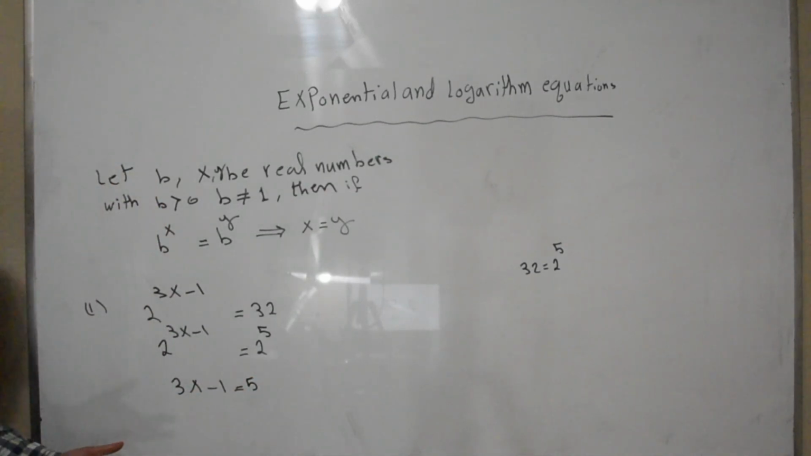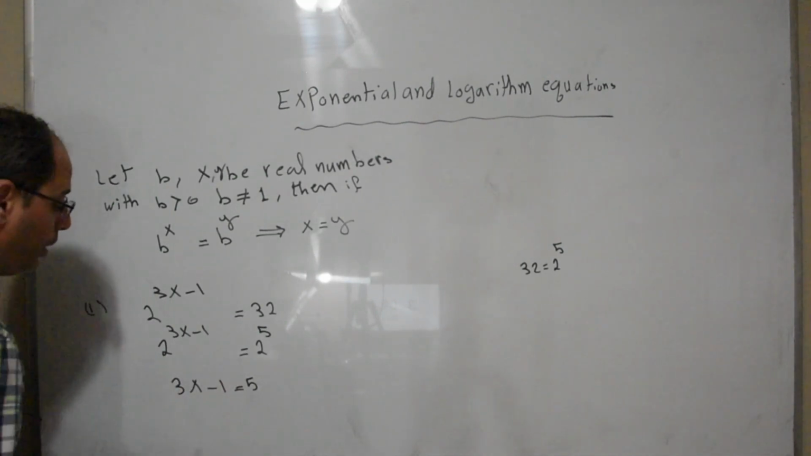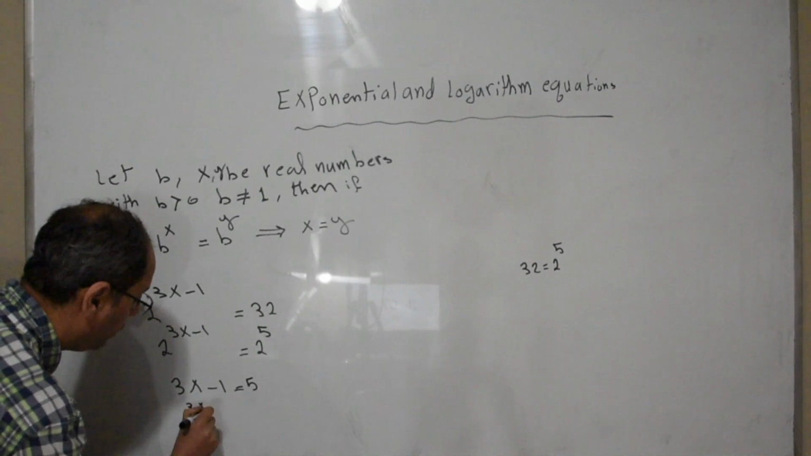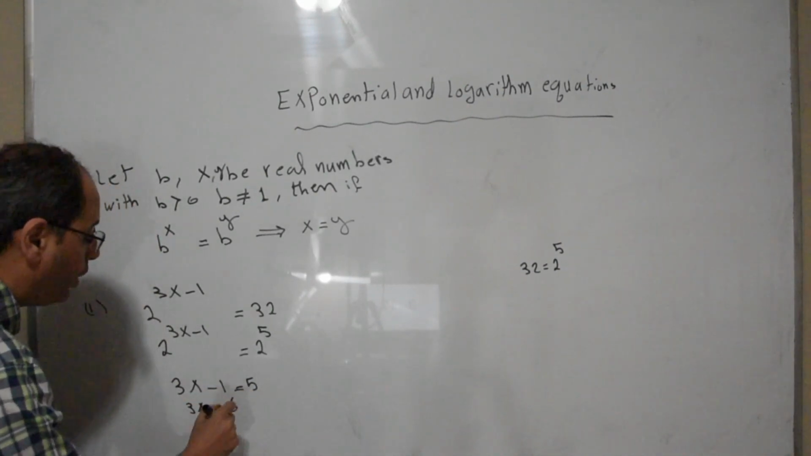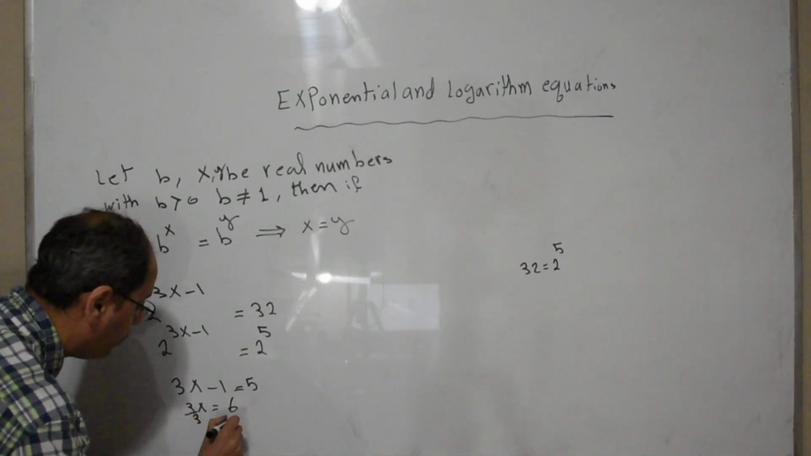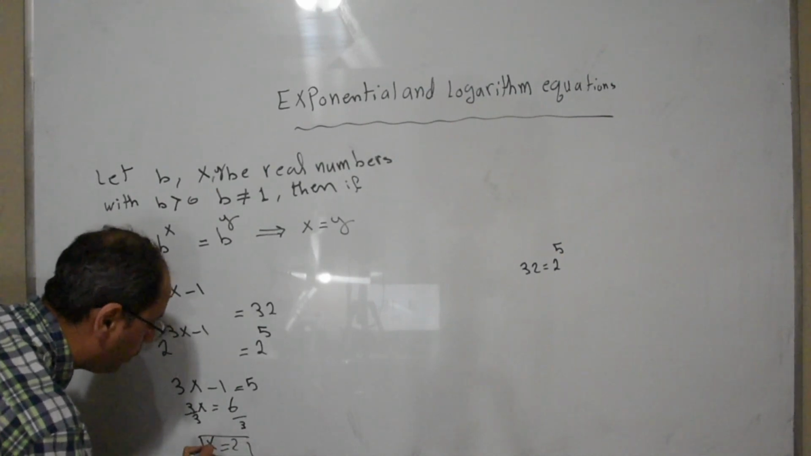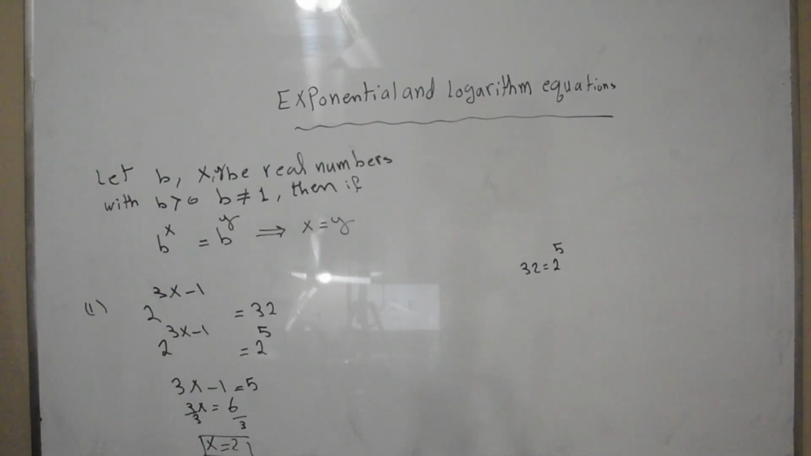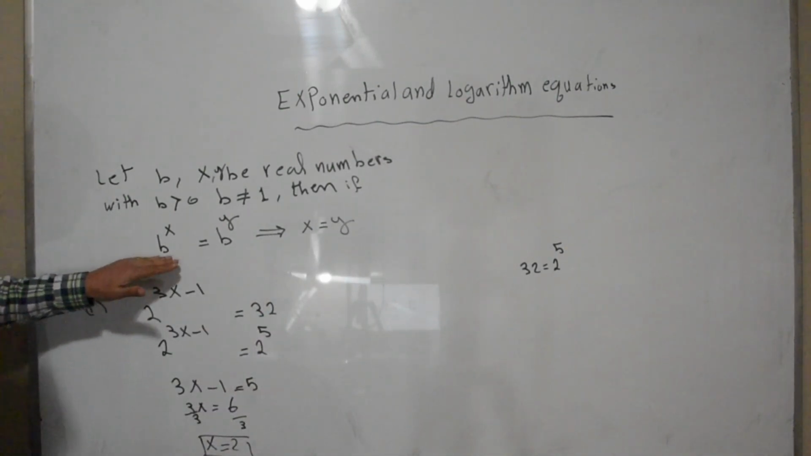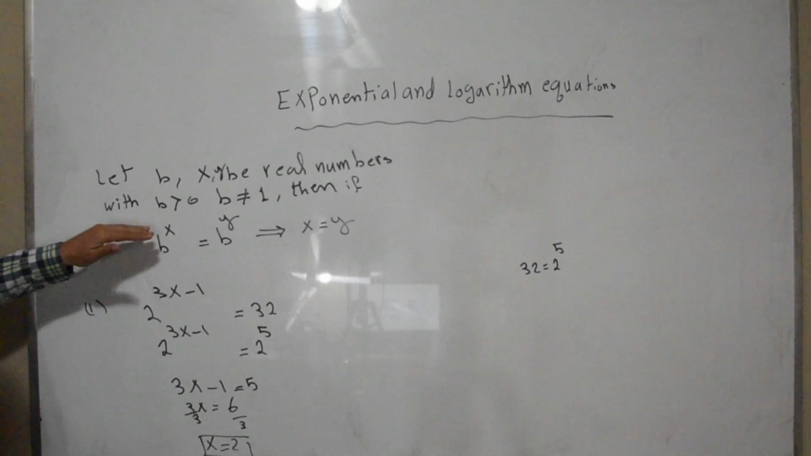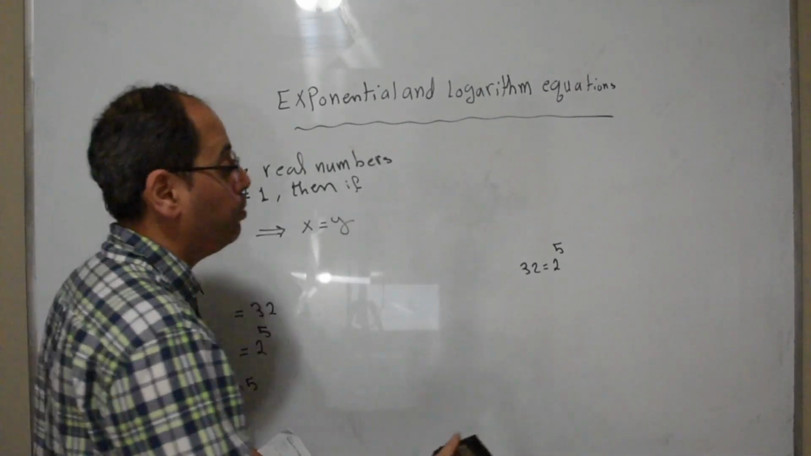And now it's a linear equation, and it's easy to solve. I add 1 to both sides and then divide by 3. So 3x equals 5 plus 1, which is 6, and dividing by 3, x equals 2. Okay? The idea in this kind of problem is to make sure that the bases are the same, and then we can say that the exponents are the same as well.